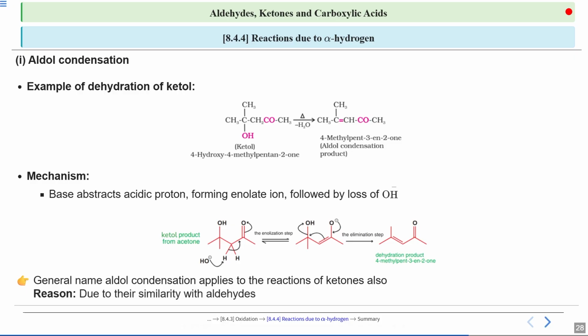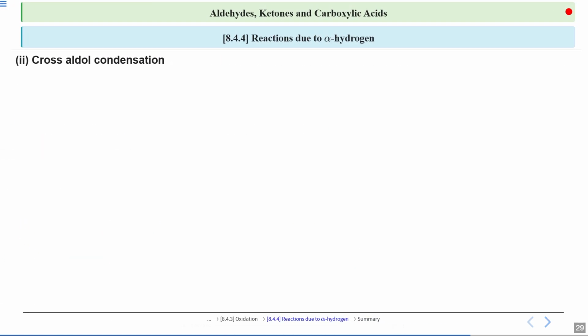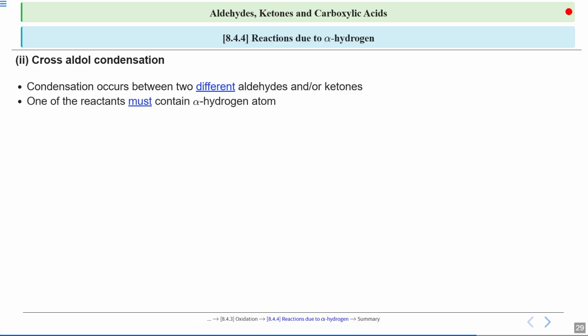Generally the name aldol condensation applies to the reactions of ketones also, because of the similarity with the aldehydes. Now we will see the cross aldol reaction. A cross aldol reaction occurs when there are different aldehydes or ketones. In the earlier reaction we saw the same aldehyde or ketone. When there are different aldehydes or ketones, you say this is cross aldol. One of the reactants must contain an alpha hydrogen. This reaction is carried out using an alkali as a catalyst, and it requires heating.